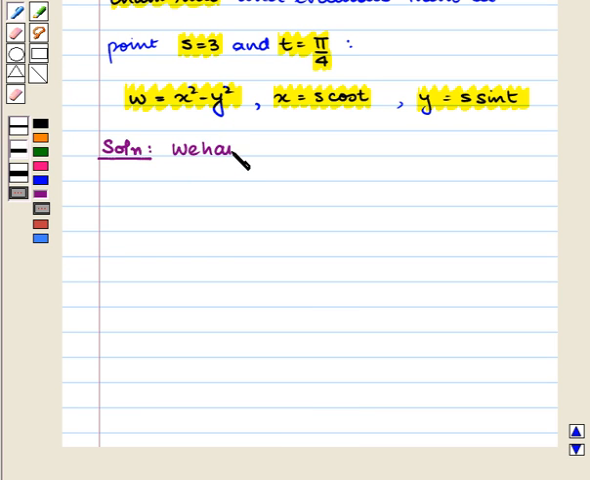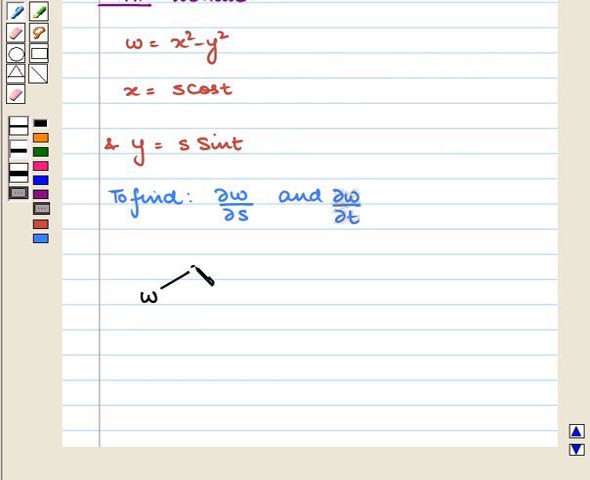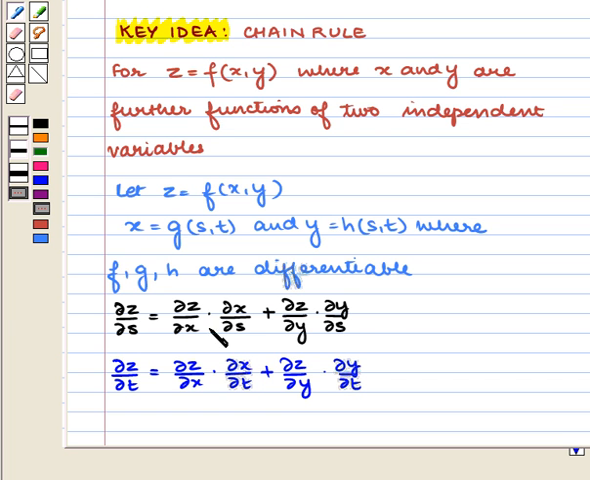We have W equal to x squared minus y squared, x equal to S cos t, and y equal to S sin t, and we have to find ∂W/∂S, that is the partial derivative of W with respect to S, and ∂W/∂T, the partial derivative of W with respect to T. Here, W is a function of x and y, and further x and y are functions of two independent variables S and T. So using the key idea, we will find the partial derivatives ∂W/∂S and ∂W/∂T.